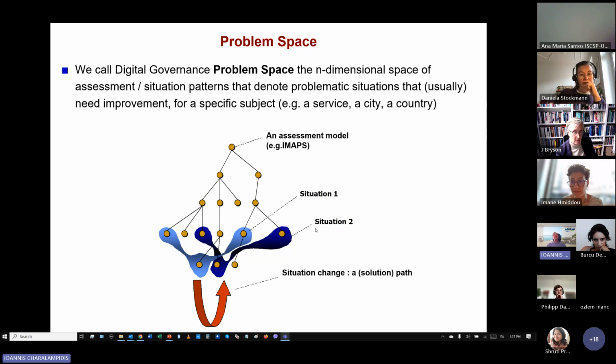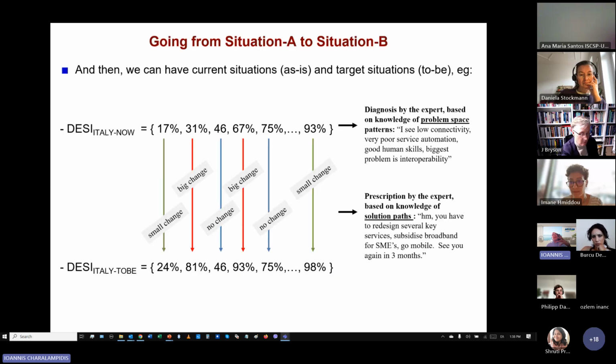The German Ministry of Education is now in this situation based on the different metrics, and it wants to go into another situation, usually better. And this change we call a solution path. So we need to have that classified, like this is where you are, this is where you want to go, and these are the solution paths.